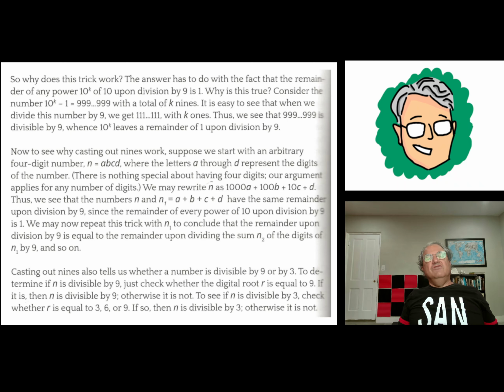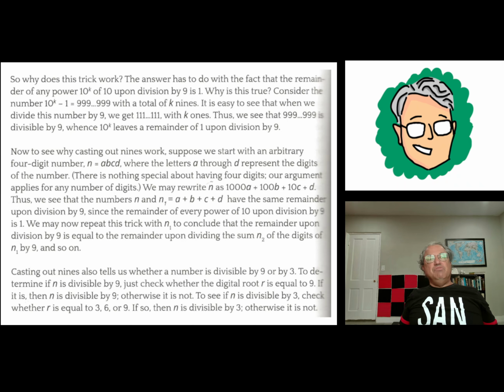So what I'm going to try to convince you is that the remainder upon division of the digital root of this number, which is A plus B plus C plus D, is the same as the remainder of the original number we start with when we divide by 9. Why is that true? Well, let's look at each digit individually. A represents A times 1,000 in the number we started with. B represents B times 100, and C represents C times 10. So our number we started with is really 1,000A plus 100B plus 10C plus D.